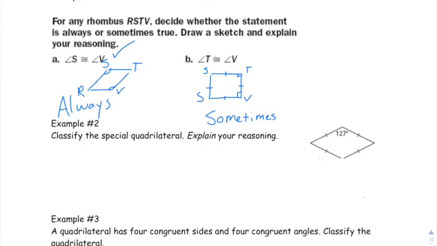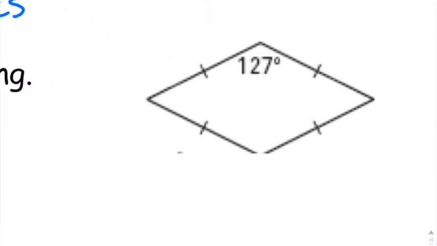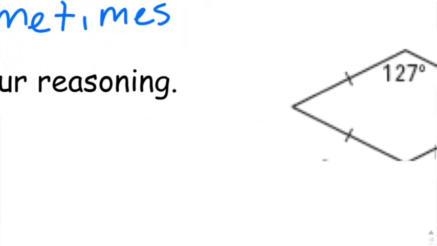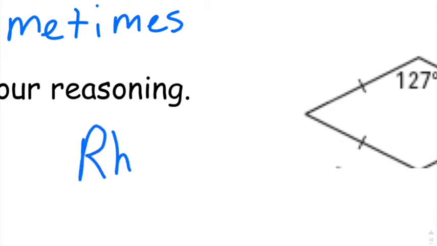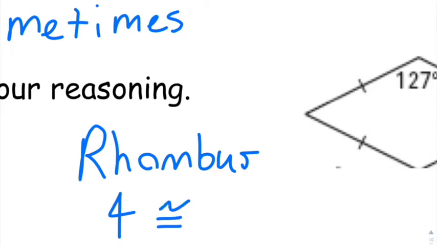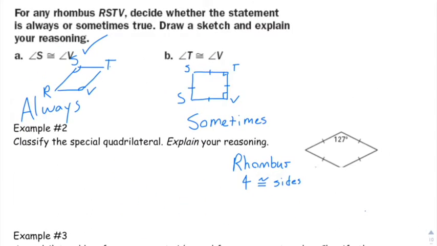Okay, classify the quadrilateral right here. So I have 4 sides congruent. Since I have 4 sides congruent, I'm going to say it's a rhombus. That's pretty much it for that one.